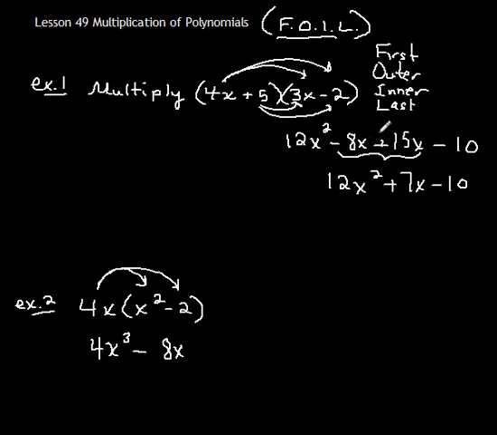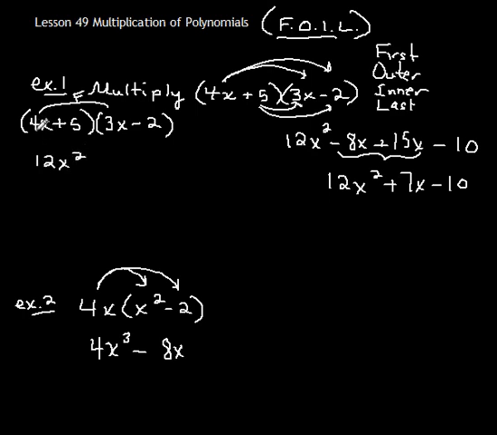I really like to teach this in person because we can get our fingers out and we point to the first, then the outer, the inner, and the last. But since we don't have class, I'm going to teach it just using this video. So what you do is you take your two binomials, 4x plus 5 times 3x minus 2. First thing we're going to do is multiply the first terms in each binomial together. That's our first. So we multiply 4x times 3x and we get 12x squared.